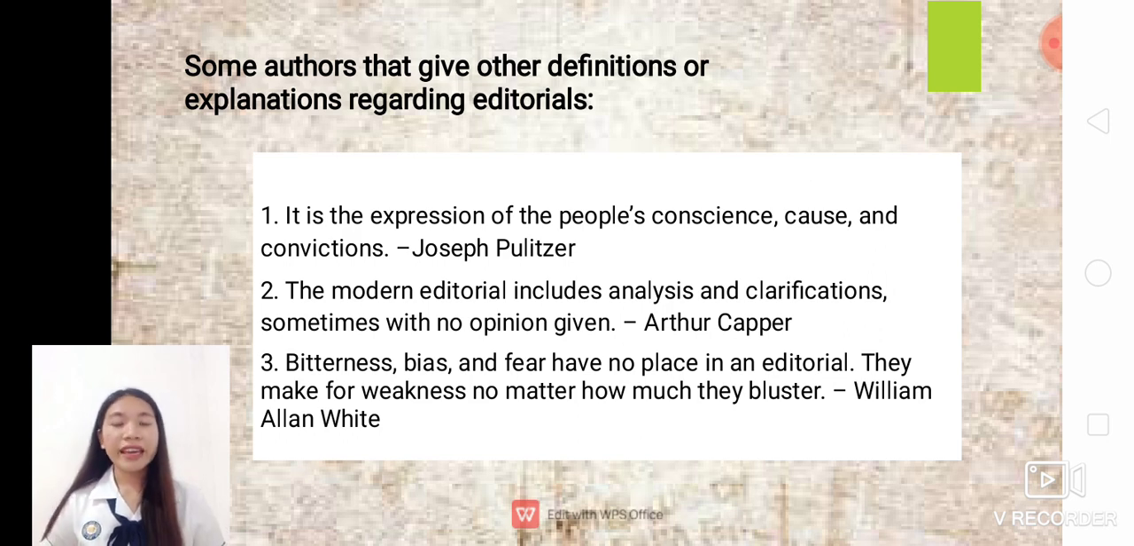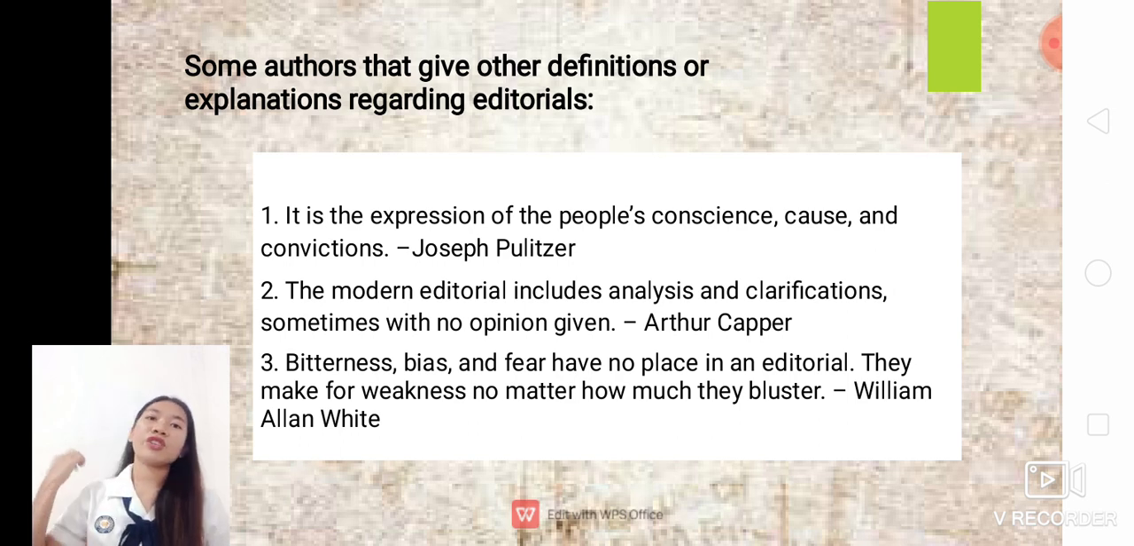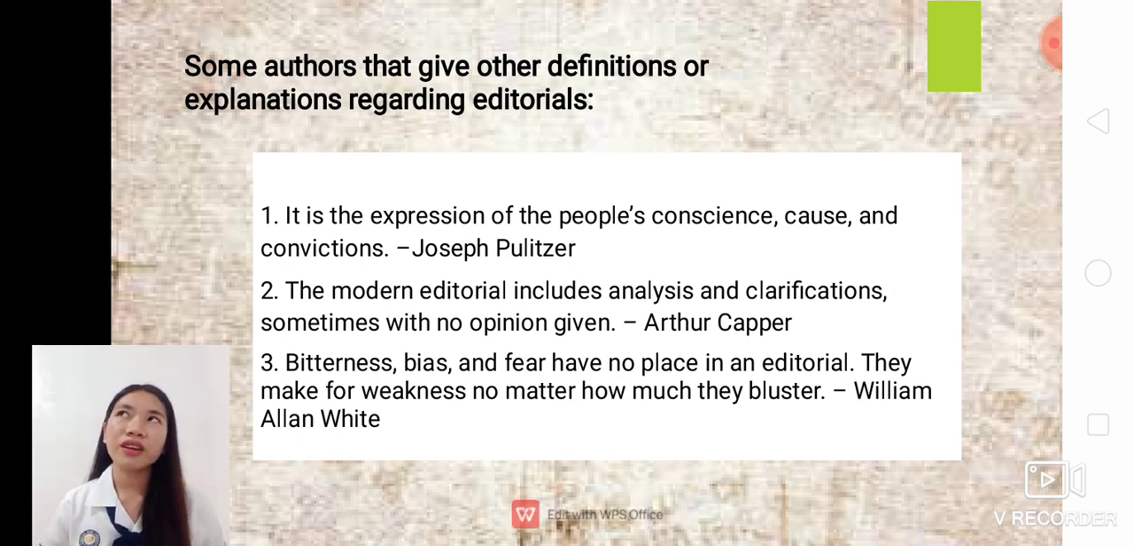So the first one is Joseph Pulitzer. He said here, it is the expression of the people's conscience, cause, and convictions. Again, it is the expression of the people's conscience, cause, and conviction.